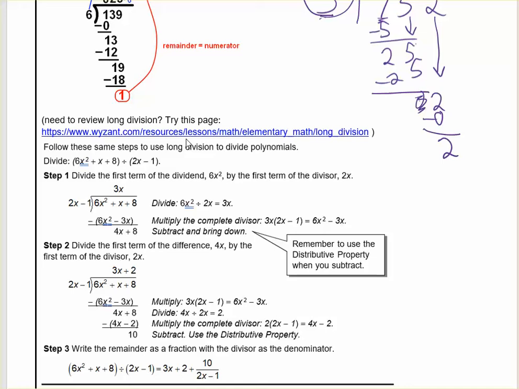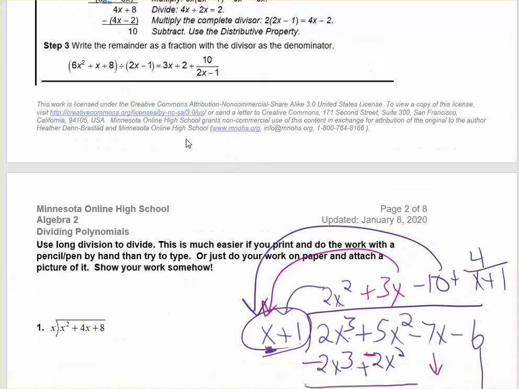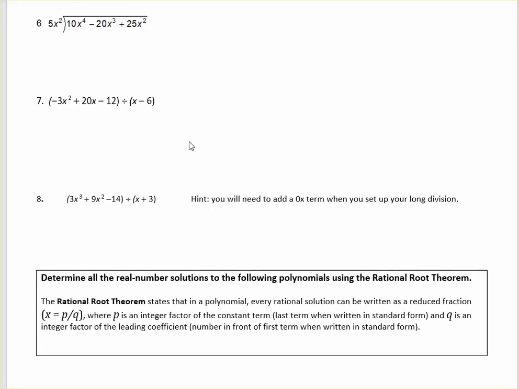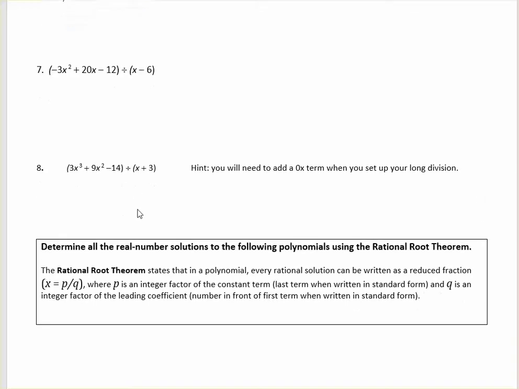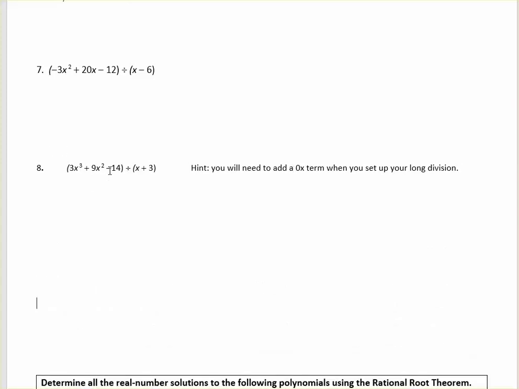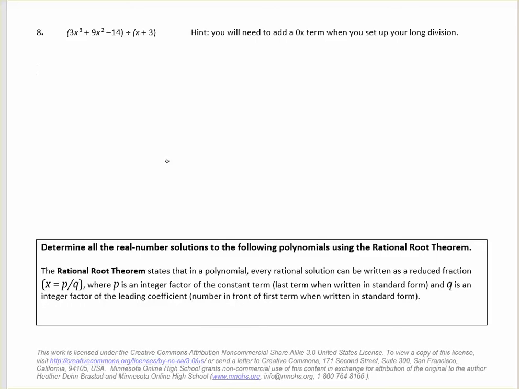Alright, so we have... I'm just double checking that we've done all of our steps. We've done 2 of those. I'm just going to give you a hint on number 8. When you do number 8, there's a term missing. When you do long division or synthetic division, all of the terms have to be there. So in number 8, there's a 3x to the third plus 9x squared. There's no x term. So when you do your long division, you have to add a 0 where the x term should show up.